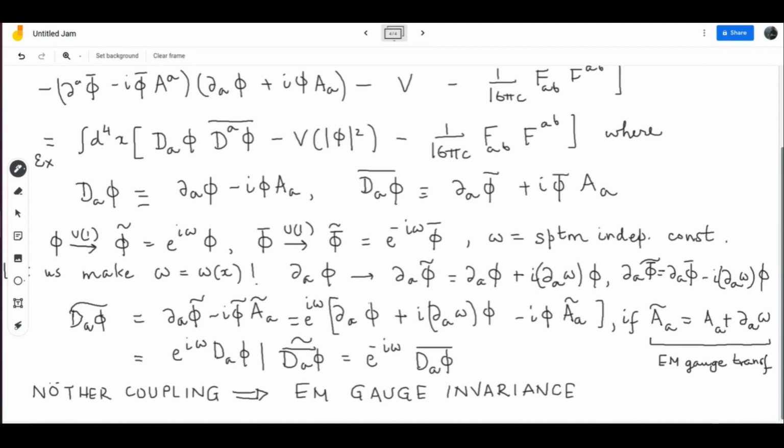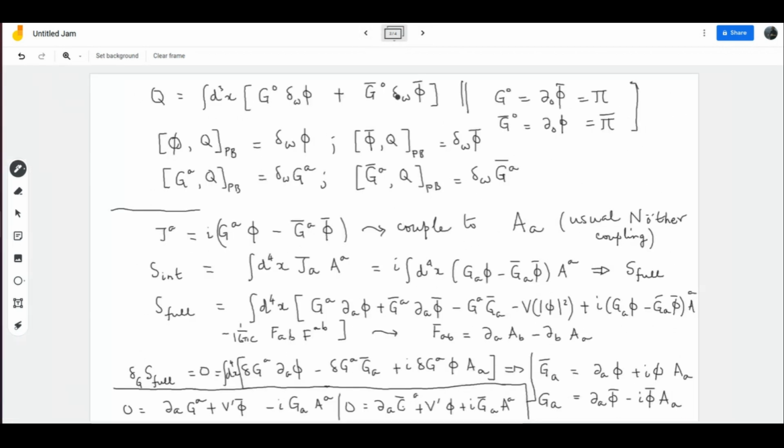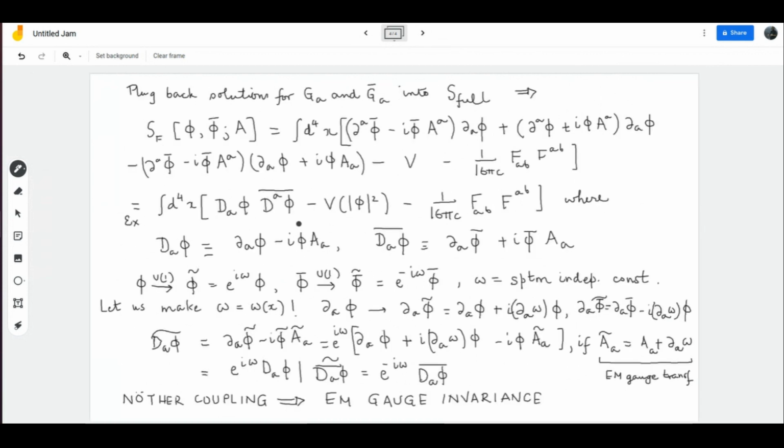G and G bar made our life very simple. So if you go to the previous page, you can have a summary of what we did. G and G bar enabled us to write the Noether current, the U1 current, like this in terms of G and G bar. And then we simply used the equation of motion for G and G bar. So we wrote down the full action, derived the equation of motion for G and G bar, and then we replaced G and G bar in the action by the solutions of their equation of motion. And this is the action we got.